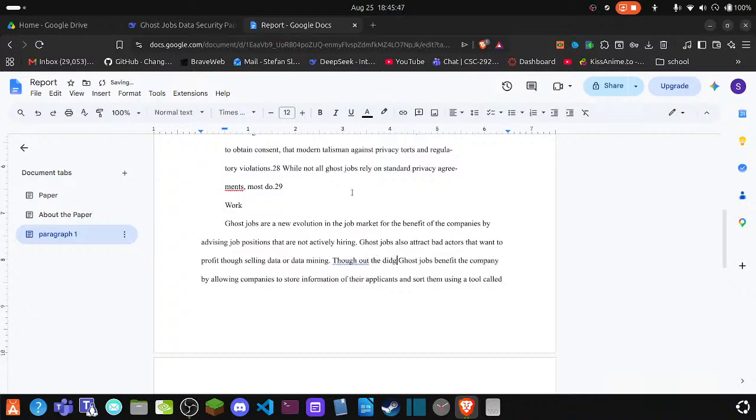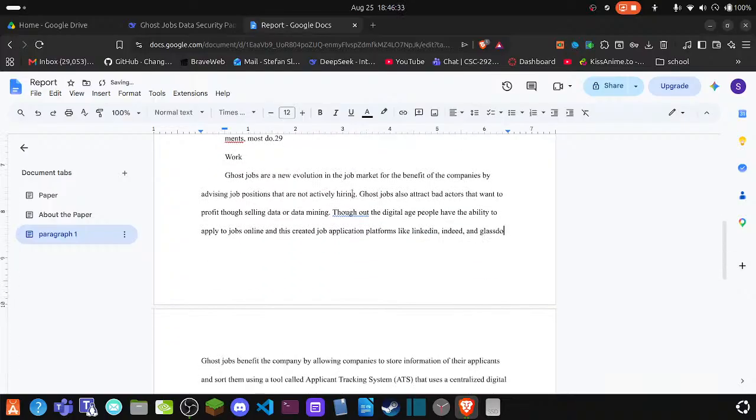Throughout the digital age, people have the ability to apply to jobs online, and this created job application platforms like LinkedIn, Indeed, and Glassdoor.